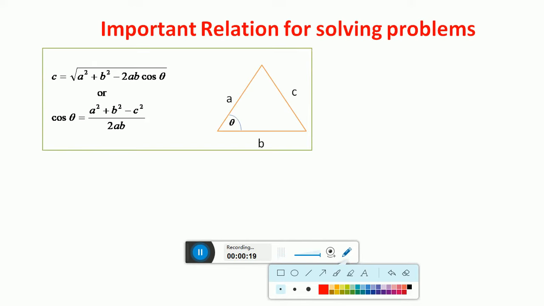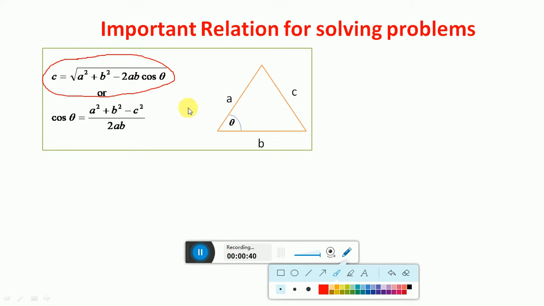Now if we know two sides of any triangle and we need to find the third side, provided that the angle between the two sides is given, let's say theta, then C, the length of the third side, will be given by this relation. So this is very important. Please remember, this will be very useful.